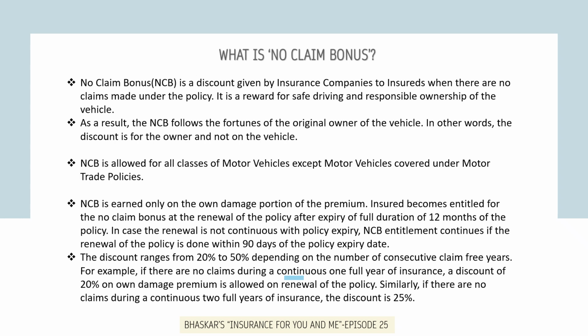In case the renewal is not continuous with policy expiry, NCB entitlement continues if the renewal of the policy is done within 90 days of the policy expiry date. The discount, that is no claim bonus, ranges from 20% to 50% depending on the number of consecutive claim free years. For example, if there are no claims during the continuous one full year of insurance, a discount of 20% on own damage premium is allowed on renewal of the policy. Similarly, if there are no claims during a continuous 2 full years of insurance, the discount is 25%.